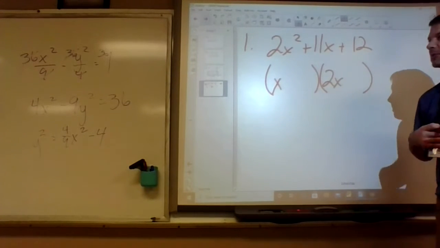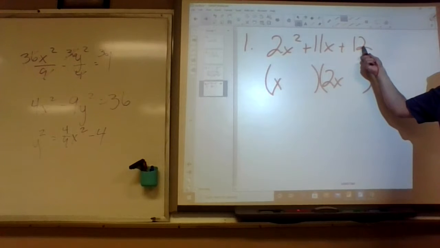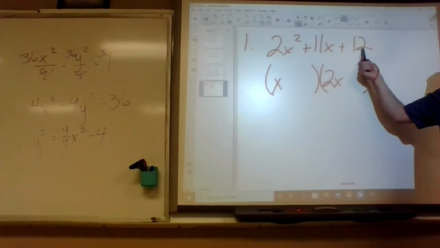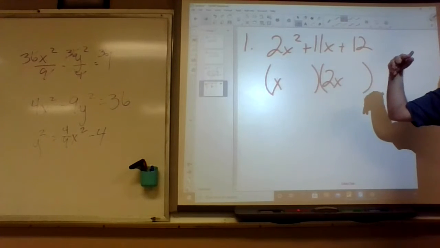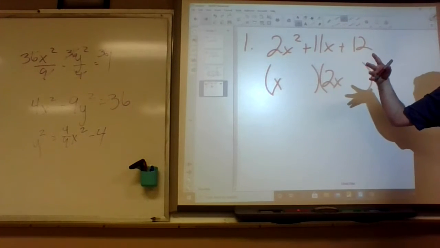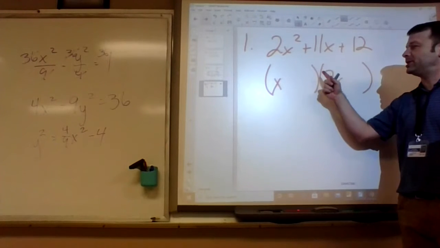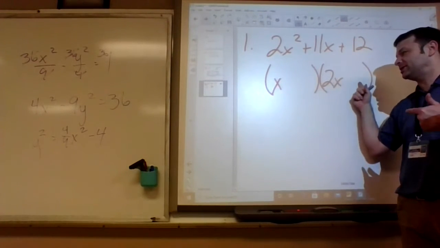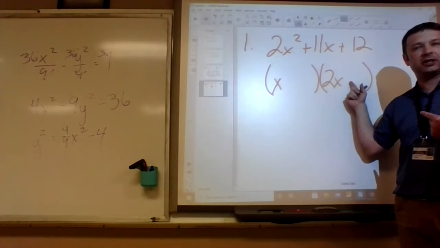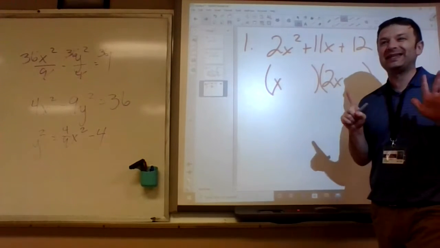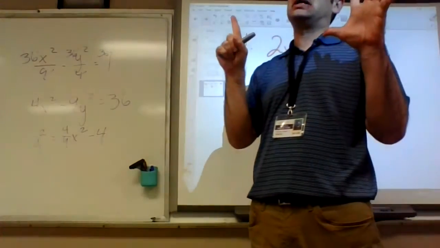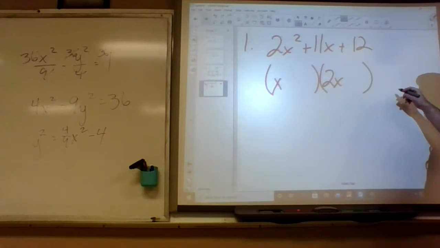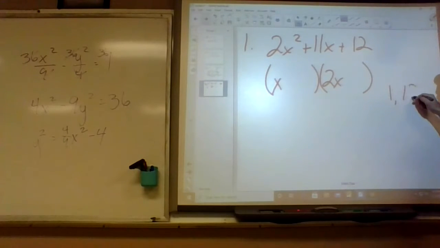Okay, here's the problem I was talking about earlier. What goes into 12? It could be 1 and 12, it could be 2 and 6, it could be 3 and 4, but it also could be 12 and 1, 6 and 2, 4 and 3. So there's actually 6 possibilities. That's a lot. So it's trial and error. Get your calculators. Try something different.